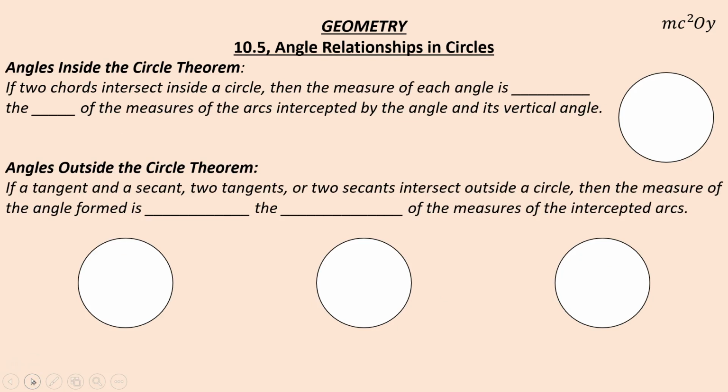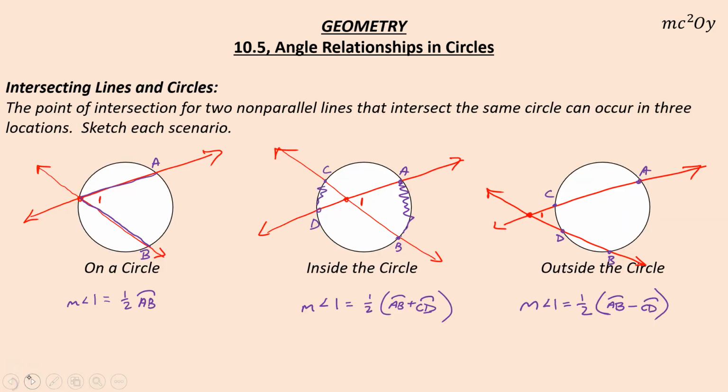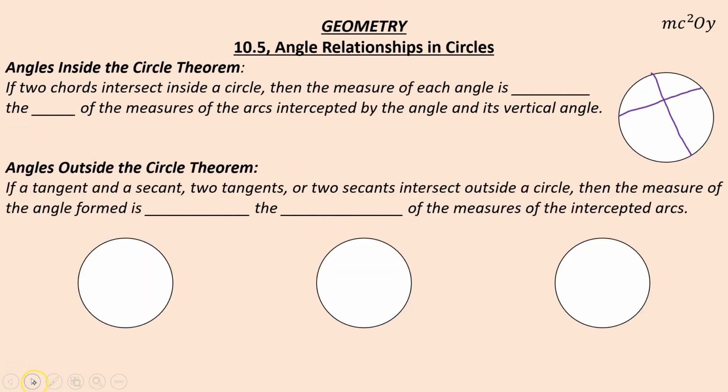Okay, those different scenarios help us with these theorems here. If two chords intersect inside a circle, then the measure of each angle, okay, so we're going to have two chords now. They're going to intersect inside the circle. Notice that picture right there is this picture right here. It's just without the extra ends on it. When we have that, then the measure of each angle is half the sum of the measures of the arcs intersected by the angle and its vertical angle.